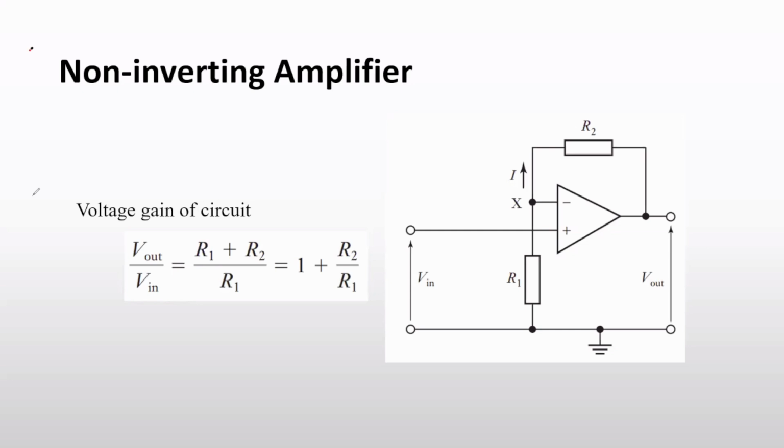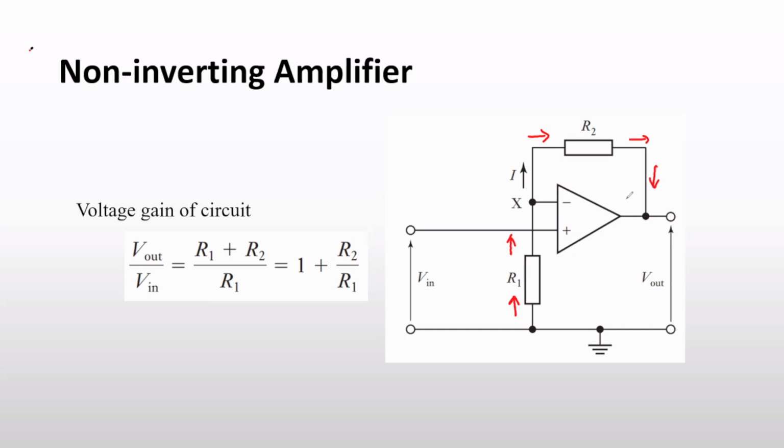So you can identify the current path is flowing in this direction. The current path from here goes to here because it does not enter from this terminal into the op-amp. So therefore the current flows in this path.